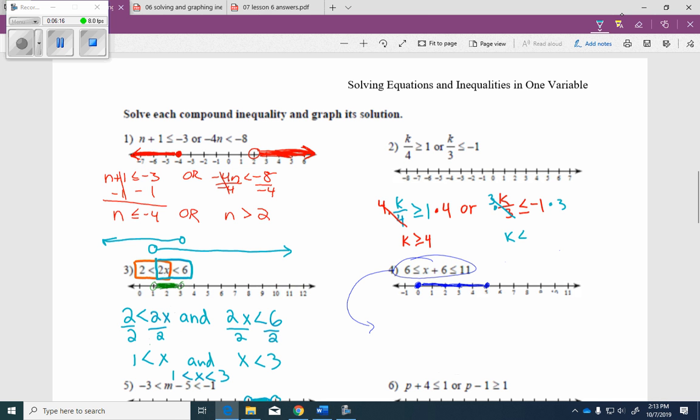So k is less than or equal to negative 3. And this is an or statement. So most likely they're going to point away from each other. K is greater than or equal to 4. So closed circle, greater than. And k is less than or equal to negative 3. Closed circle, k is less than. And they do point away from each other because or statements only have to be one or the other.